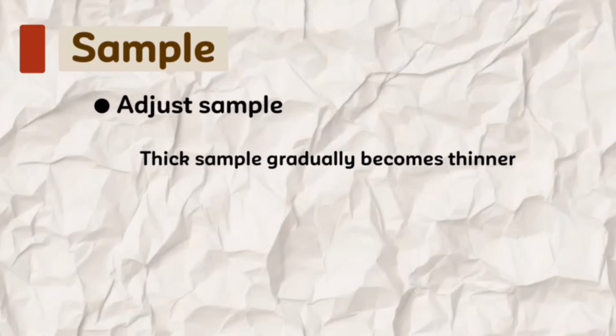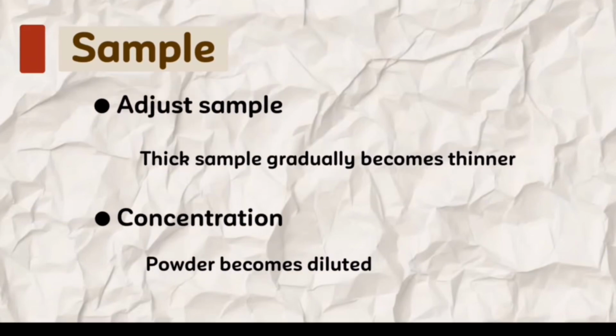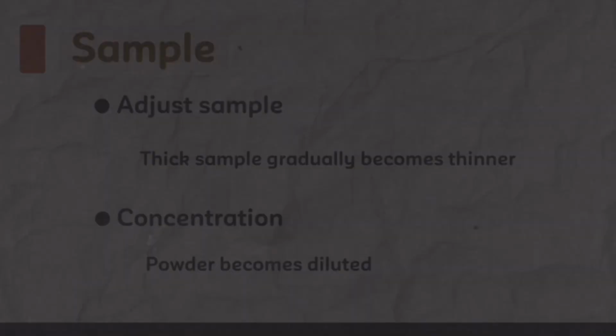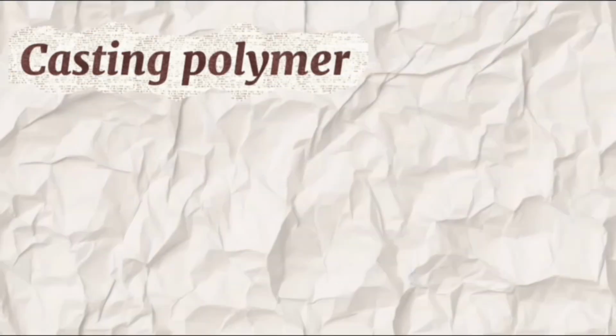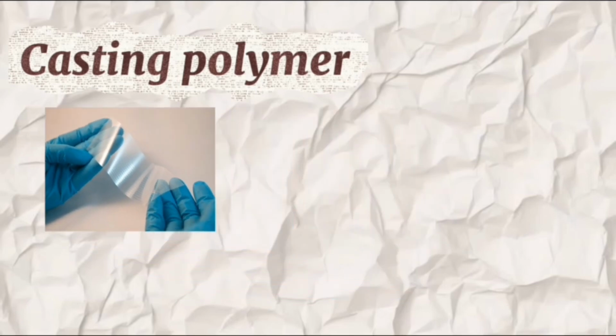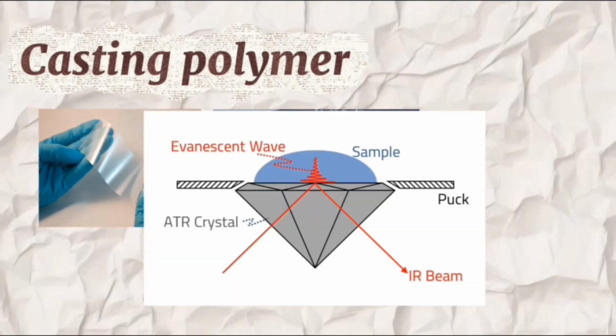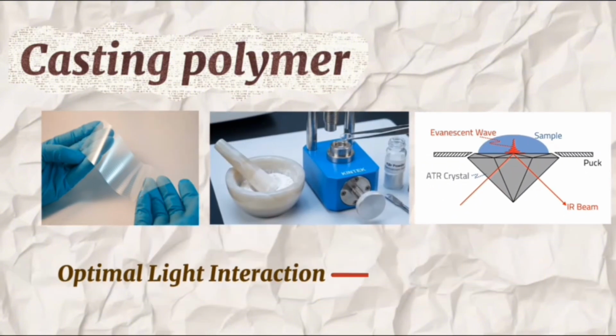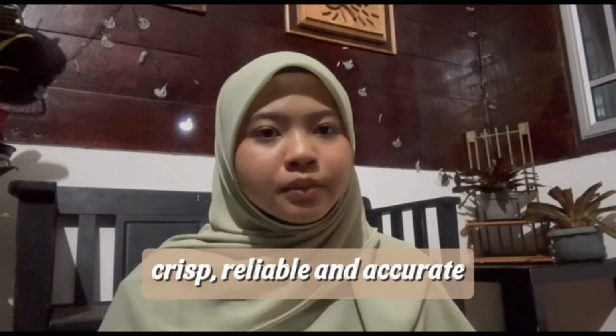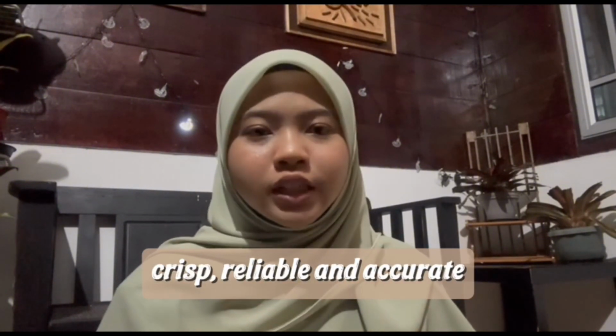To solve this, we must manipulate the sample's thickness and concentration. That is exactly why we use specialized preparation methods. Whether we are casting polymers into ultra-thin films, diluting solid powder into transparent KBr pellets, or pressing sample onto an ATR crystal for shallow surface reflection, every method shares the same goal. We are optimizing how light interacts with matter to ensure we capture crisp, reliable, and scientifically accurate spectral data.